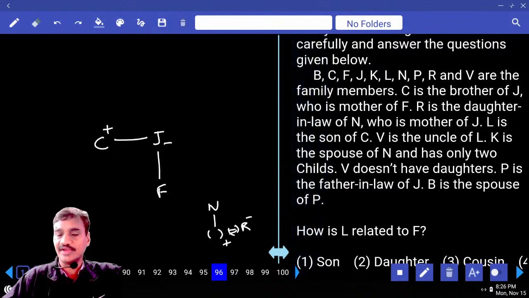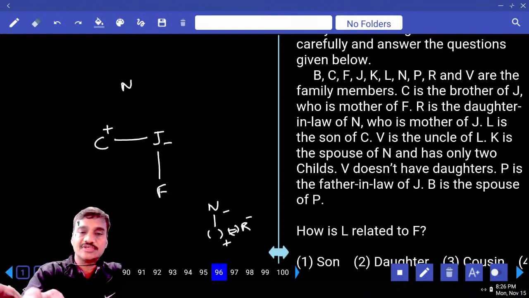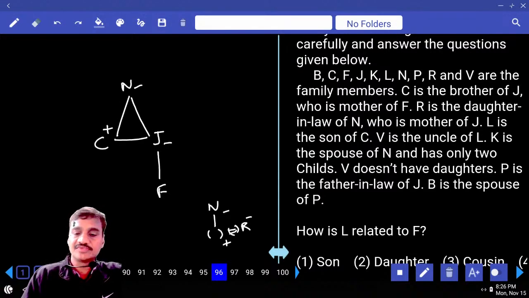R is the daughter-in-law of N. N, who is the mother of J? N is the mother of whom? N is the mother of J. As N is the mother of J, N is here. N is the mother of C and J.